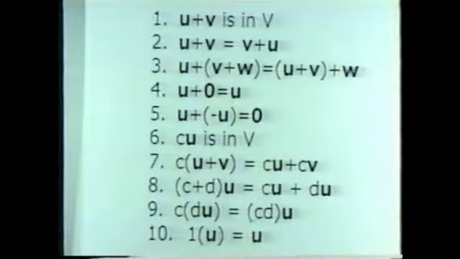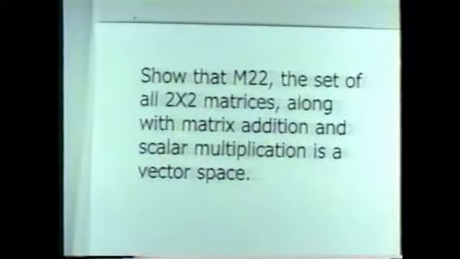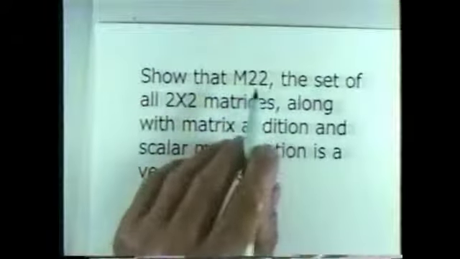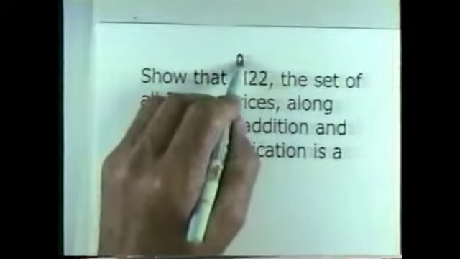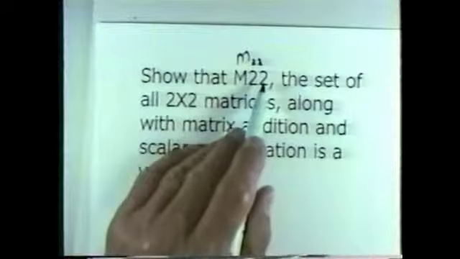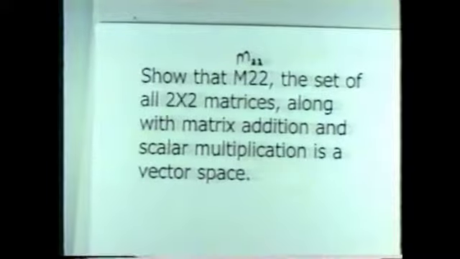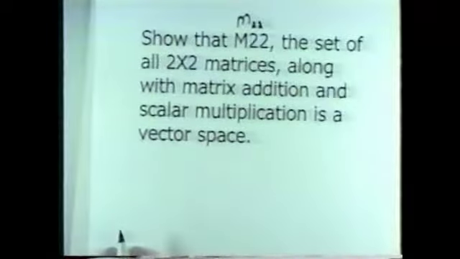So we're defining vector spaces based upon what the elements do, how the elements behave. We don't really care what the elements are. We only worry about how they behave. Let's look at an example. Let's show that the set of all 2 by 2 matrices, that really should be M sub 2,2, along with matrix addition and scalar multiplication, is a vector space.